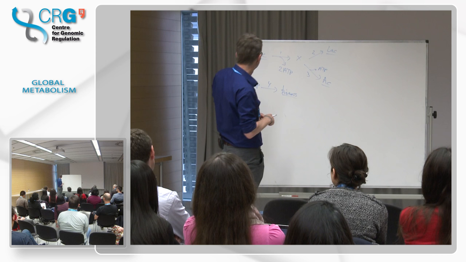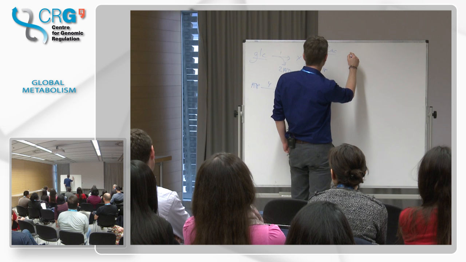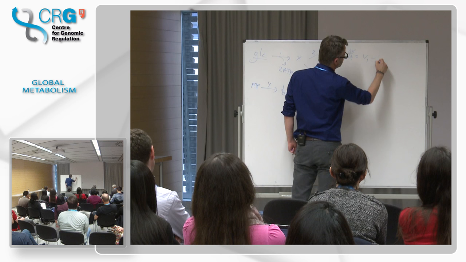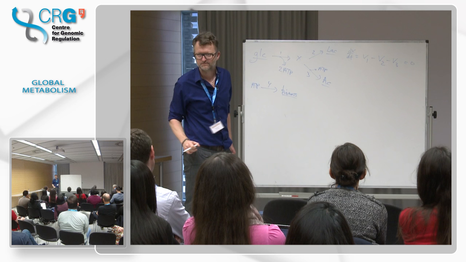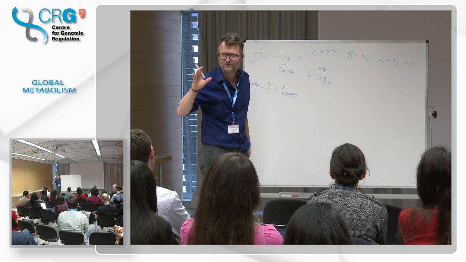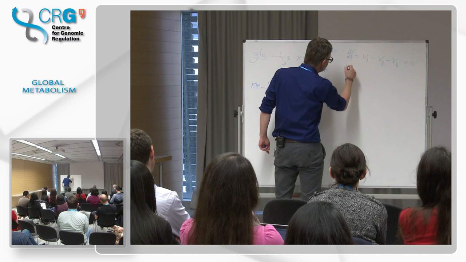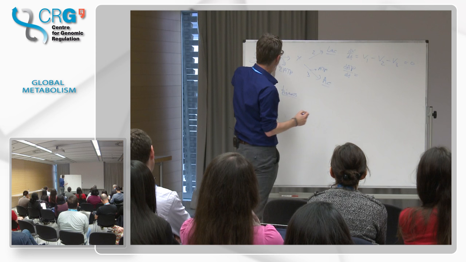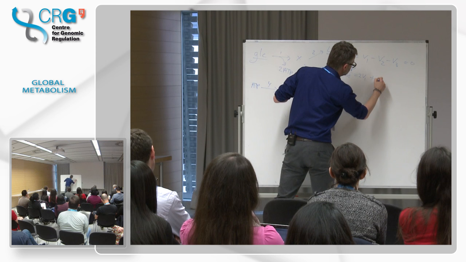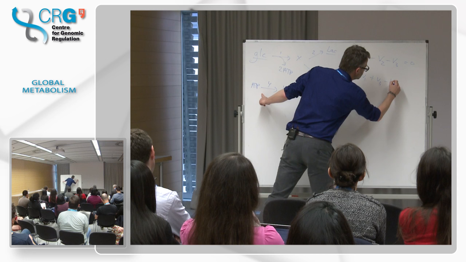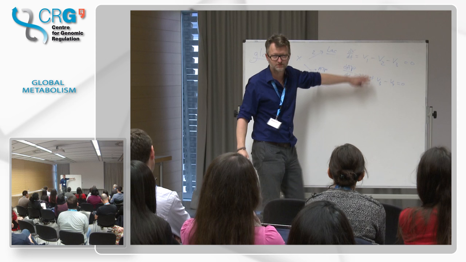And the way you can do this, well, let's write them down first. So we have dX/dt, which is V1 minus V2 minus V3 equals 0. I'm just writing down, and if somebody says, hang on, I'm not following, please shout. And now for ATP, we have another balance. And it's 2 times V1 plus V3 minus V4. Right? So again, we have linear equations in the rates or in the fluxes.